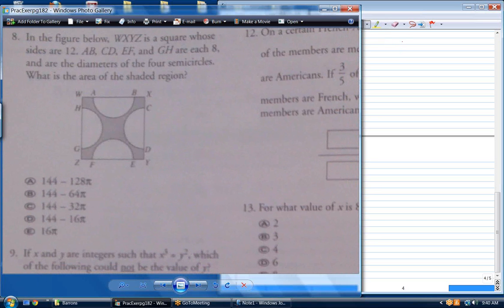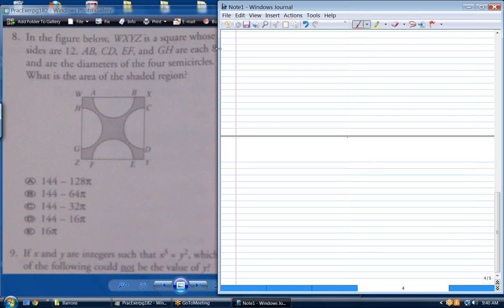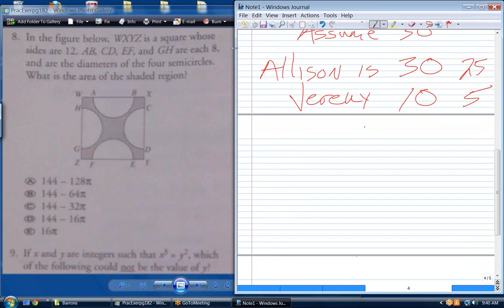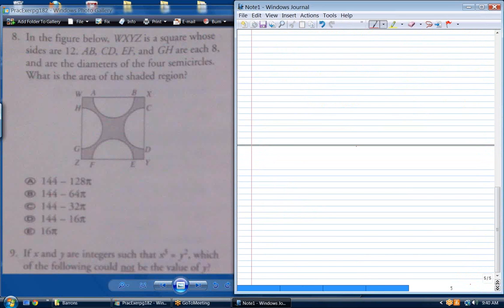Number 8, a shaded area problem. What are shaded area problems again? Those are the ones where we figure out the area and deduct the... They're subtraction problems. That's what I like to think of. The moment I see a figure, I know it's going to be a subtraction problem. And what is it I'm going to subtract from what? You're going to subtract the unshaded regions from the shaded.